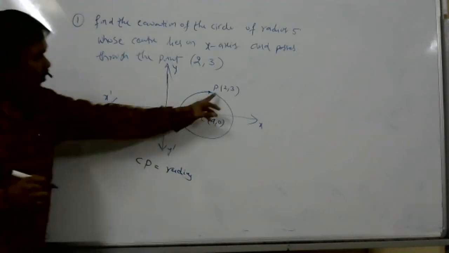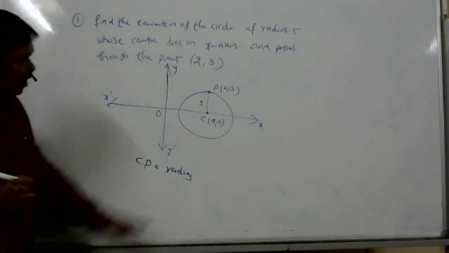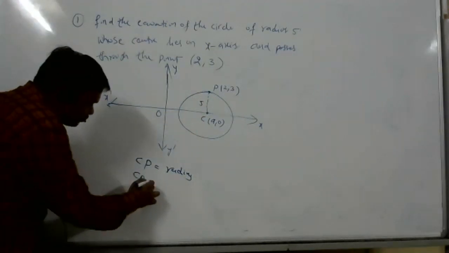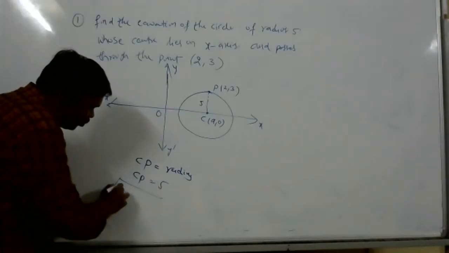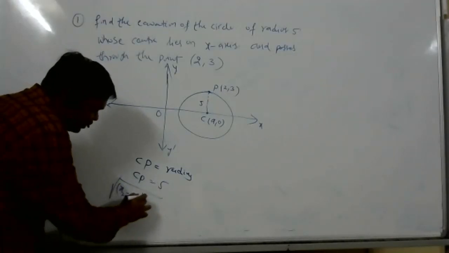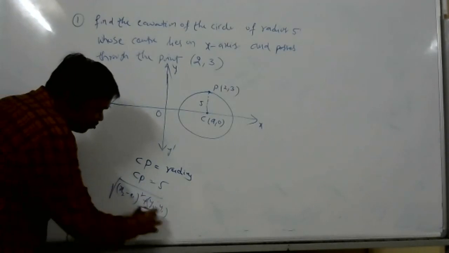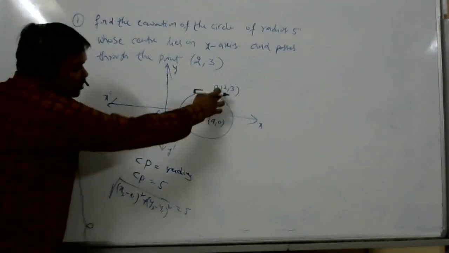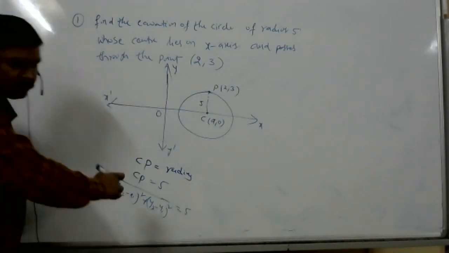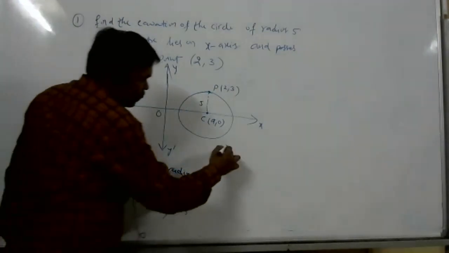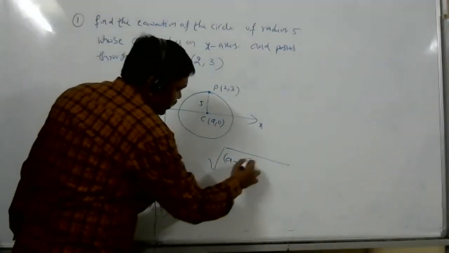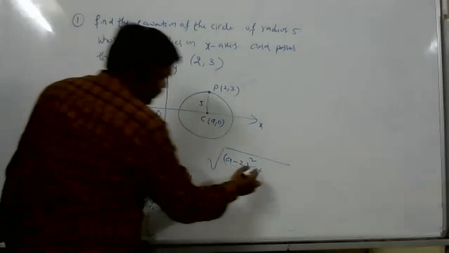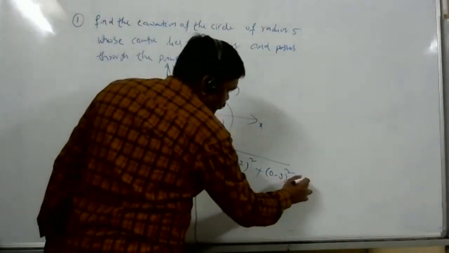The circle passes through (2, 3). CP is equal to radius, CP is equal to 5. Now the distance CP: under root (x2 minus x1) whole square plus (y2 minus y1) whole square is equal to 5. So under root (a minus 2) whole square plus (0 minus 3) whole square is equal to 5.